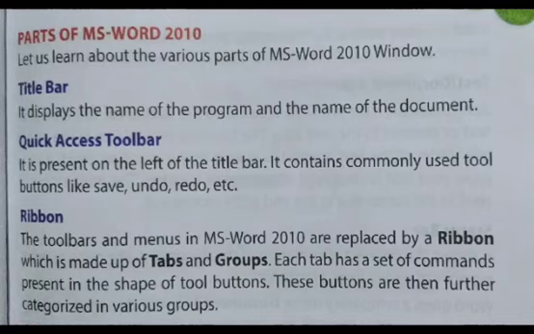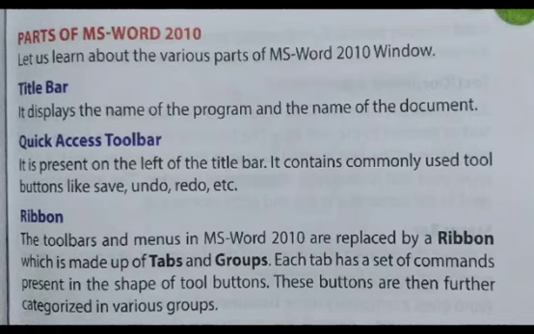Next is quick access toolbar. It is present on the left of the title bar. It contains commonly used tool buttons like save, undo, redo, etc. On the left side of the title bar, there is a small button called quick access toolbar, and this button contains some tools like save, undo, redo, etc.